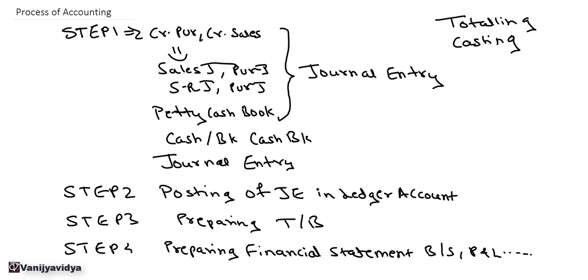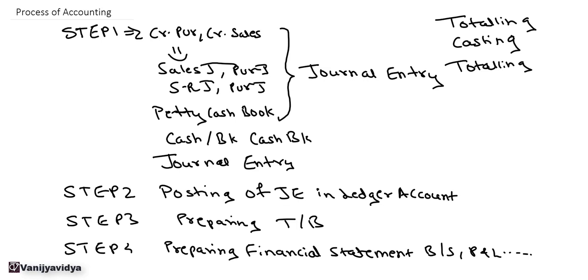Same is the case of petty cash book. There might be an error in totaling, or say that a particular petty cash expense, say it was an office expense but it was debited to some other expense, like say stationery. So there might be an error in recognizing the category of the expense.